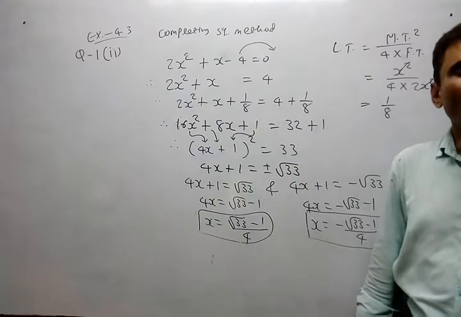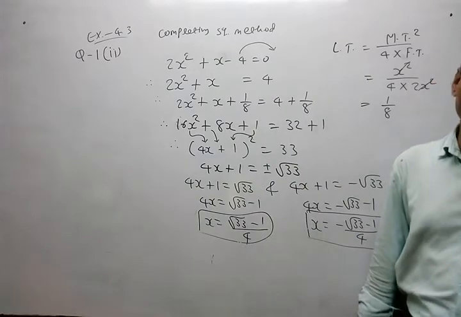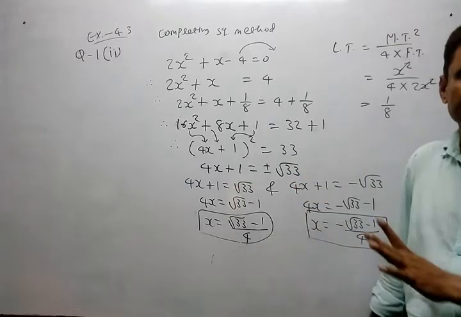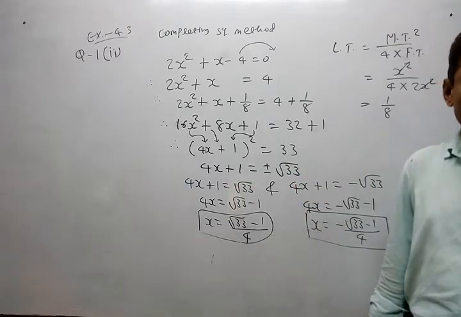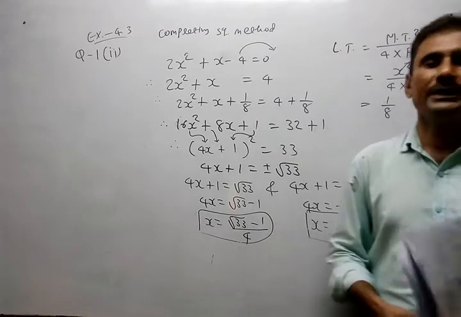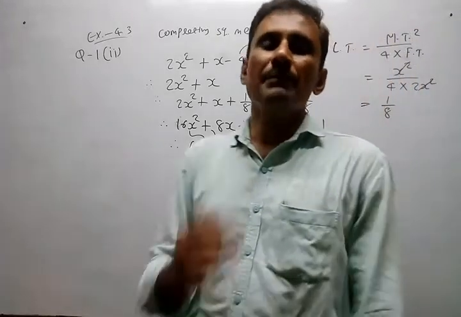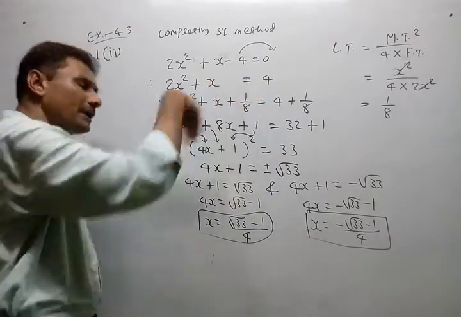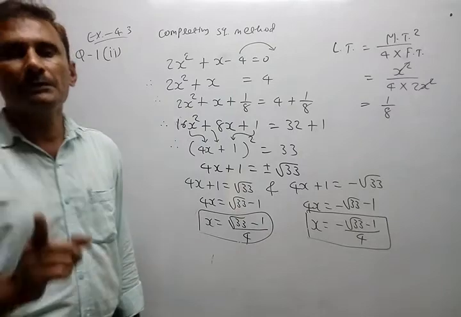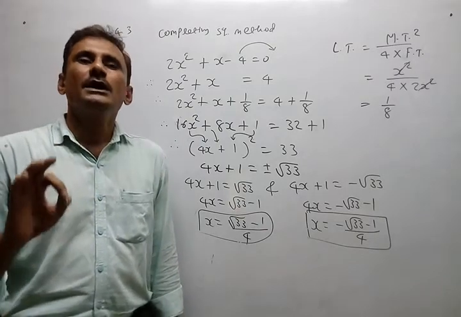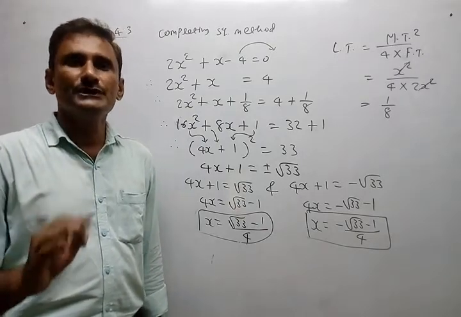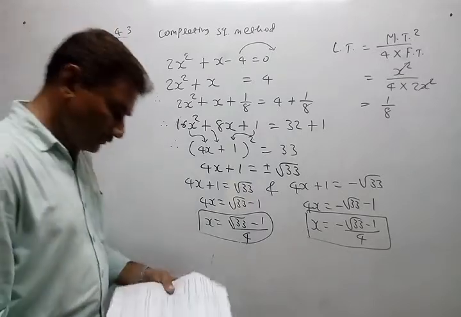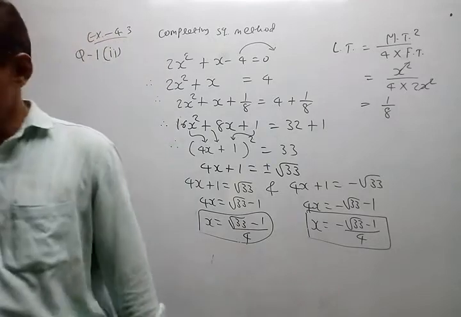Otherwise, we are going to study the next method also, the quadratic formula method, which is also applicable in any sum. So the perfect square or completing square method and the quadratic formula method are always applicable to any quadratic trinomial or quadratic equation. But the factorization method is applicable only when the roots are rational. Okay, now in the same way, look at number 3.